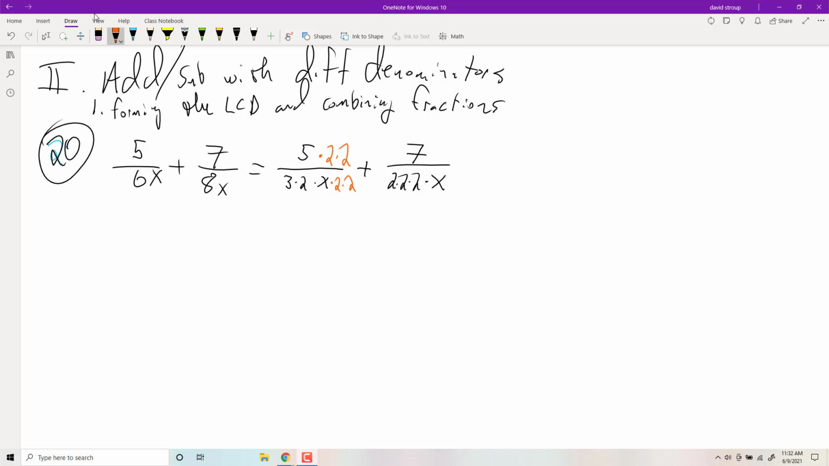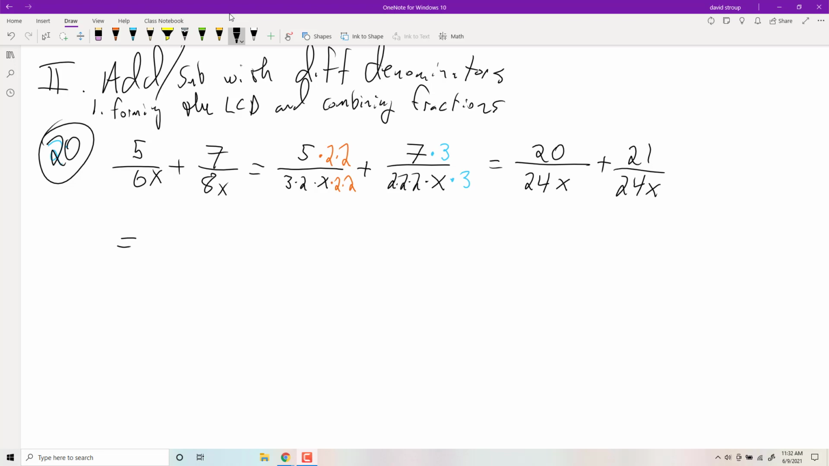And the second fraction is missing a factor of 3. So I need to multiply top and bottom by 3. Then I'm going to multiply it out. So 5 times 2 times 2 is 20, all over 2 times 2 times 2 is 8, times 3 is 24, times x, so 24x. 7 times 3 is 21 over 24x.